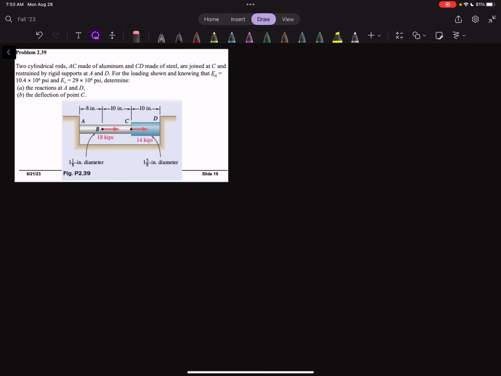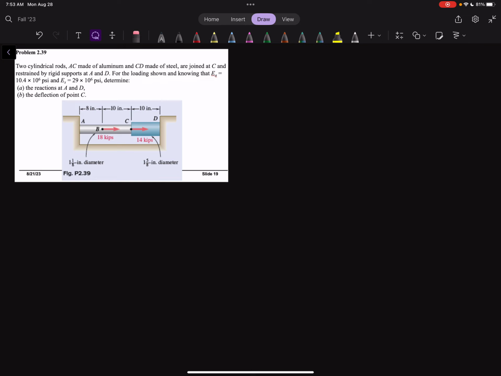Welcome. We are going to look at this problem, 2.39. This problem is going to look at deflection due to forces when you have a statically indeterminate problem. And that means you have more reactions than the ones needed to make it static, and so you need to add more information through multiple additional equations to find all the forces.